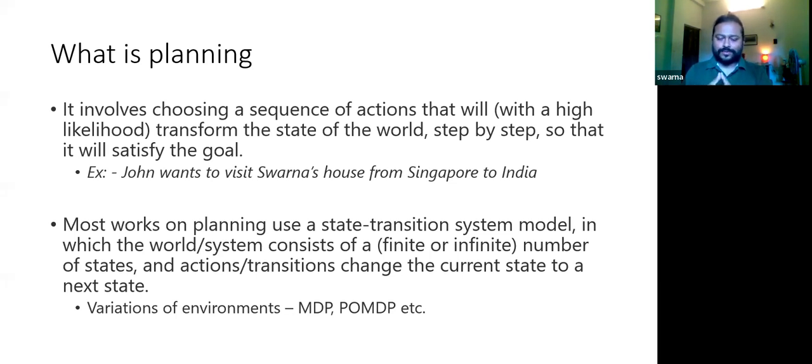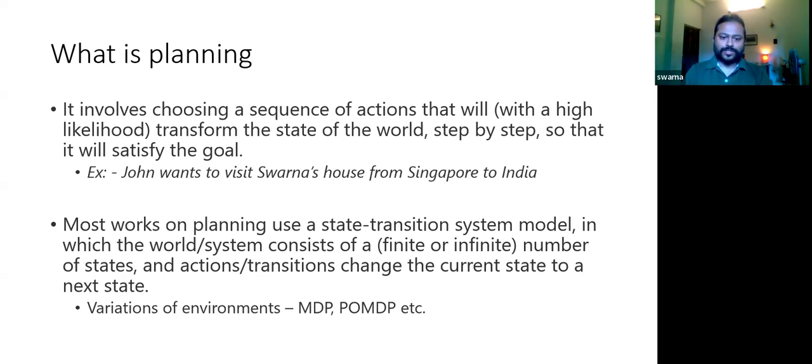Now, John has to choose the suitable set of actions that should be optimal in a certain way. Like it might be less costly, it might take less time, it might take less effort, and it will satisfy the goal. So that is all about planning. We need to find that sequence of actions that would satisfy your goal.